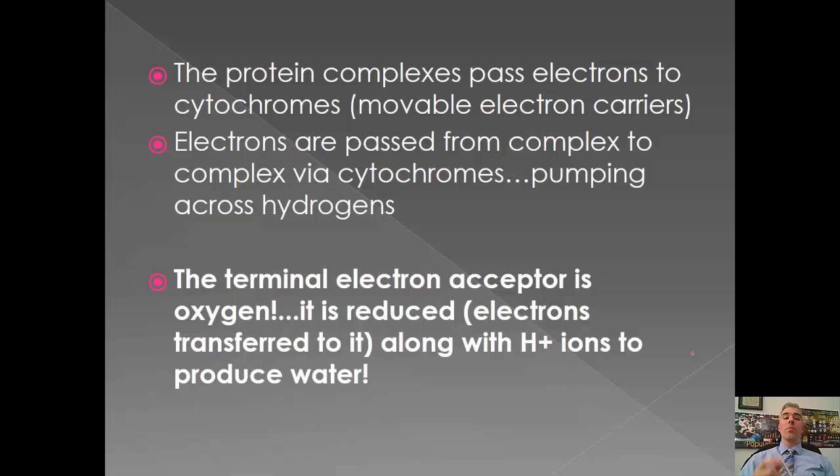So as I said before, the protein complexes will pass electrons to cytochromes, which are these movable electron carriers, and they're passed from complex to complex, and as they do that, the complexes pump hydrogens across. That last thing that accepts the electrons at the end, after complex 4, is oxygen. So oxygen is the terminal electron acceptor. It is the final thing that is reduced. And when things are reduced, hydrogens go with it. So oxygen and hydrogen form water.